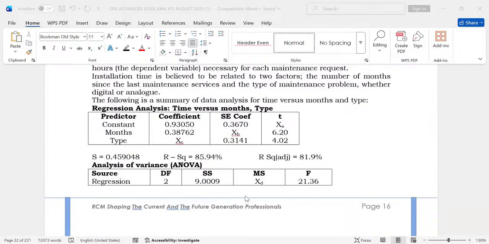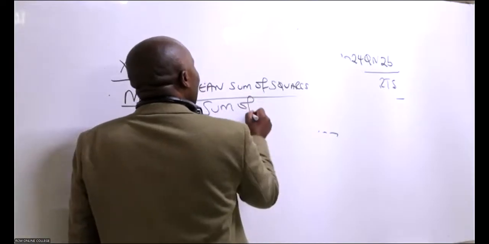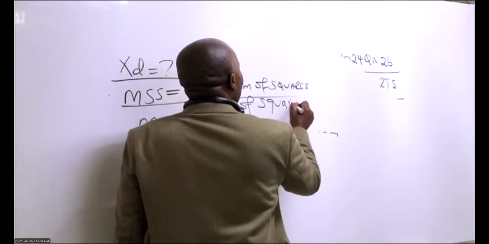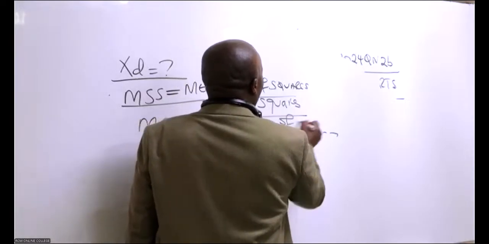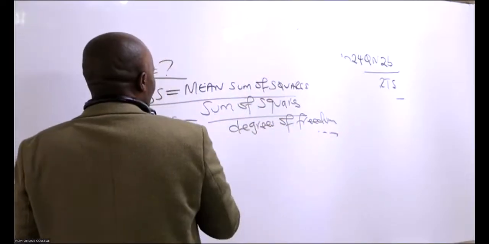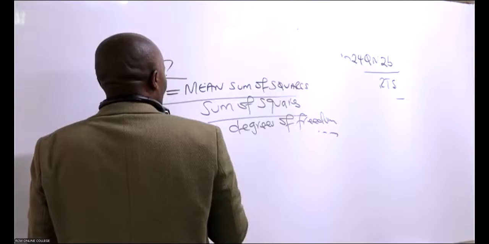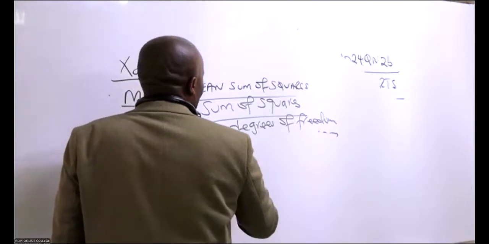Is there anybody who is able to remember the formula of MSS? Yeah, it is SS over degrees of freedom, you're right. To give the mean sum of squares, we shall always take the sum of squares divided by degrees of freedom. So in short, what you have heard students telling me is that MSS is SS over DF. Great.